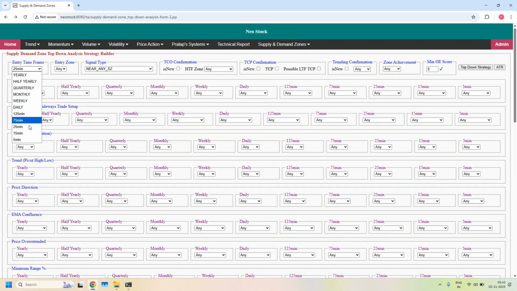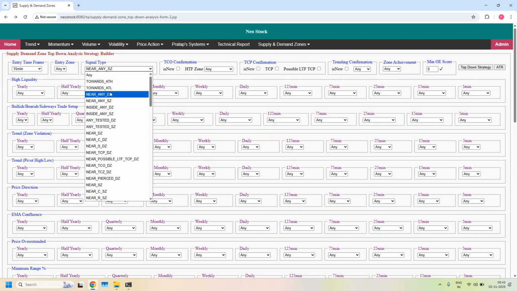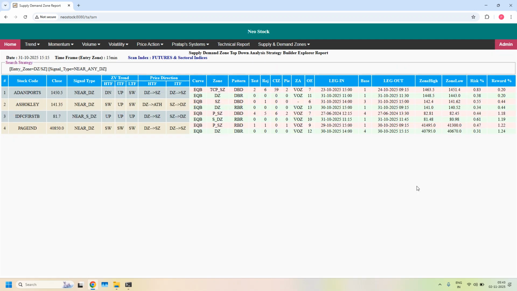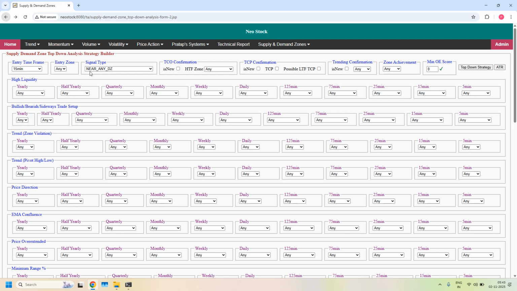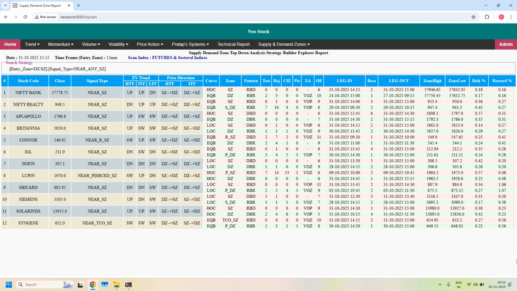Next time frame is 15 minutes. Stocks near to the 15 minutes demand zone. We got 4 stocks. Next, stocks near to the 15 minute supply zone. We got 12 stocks.